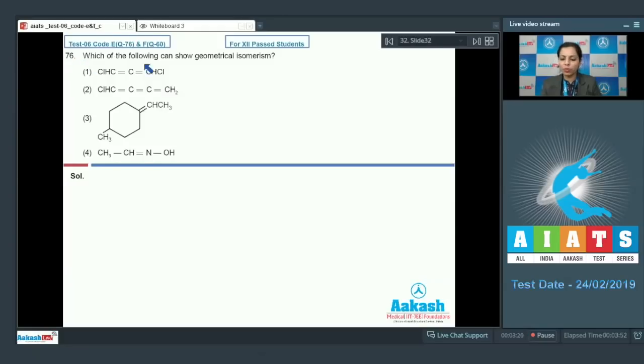Question number 76. Which of the following can show geometrical isomerism? Just have a look at the given options. You need to identify which of them can show geometrical isomerism. It means either they can form cis and trans isomers, or they can form syn or anti forms, or E-Z configuration. That you need to just identify.